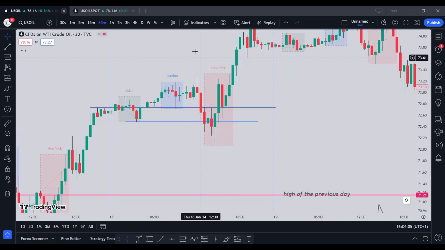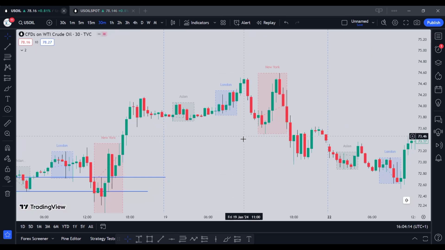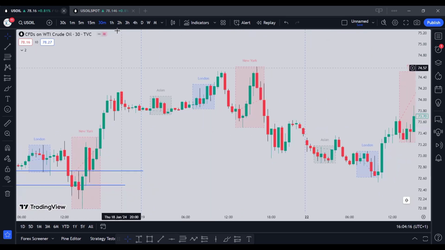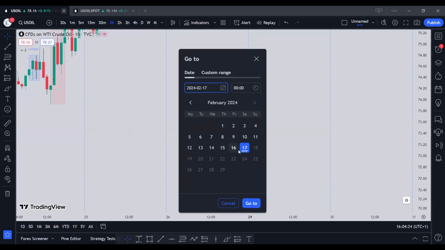So these are the ways you avoid losses too, by playing by the rules. Very important. Let me check the 1-hour chart, 19th January. 1-hour chart. Okay.